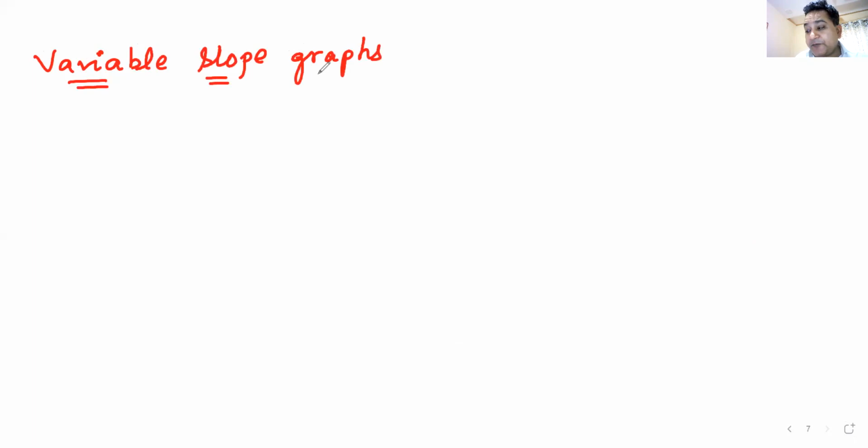The slope is definitely not constant. Now we will have to deal with these variable slope graphs. Are we ready to deal with them?